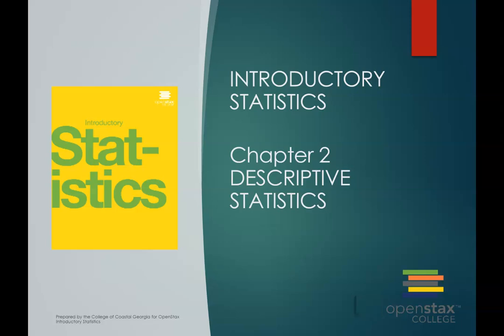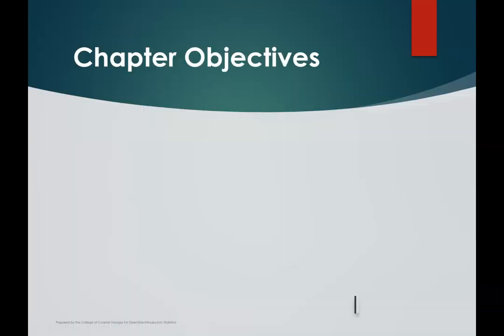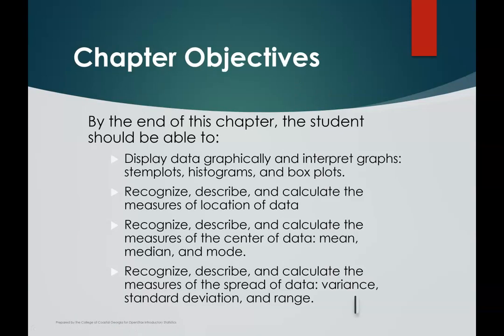In this video, we're going to hit the highlights of Chapter 2 of the OpenStax Statistics book. So we're going to cover descriptive statistics. Our objectives are to display data graphically and interpret graphs, stem plots, histograms, and box plots; recognize, describe, and calculate the measures of location of data; recognize, describe, and calculate the measures of the center of data, mean, median, and mode; recognize, describe, and calculate measures of the spread of the data, variance, standard deviation, and range.